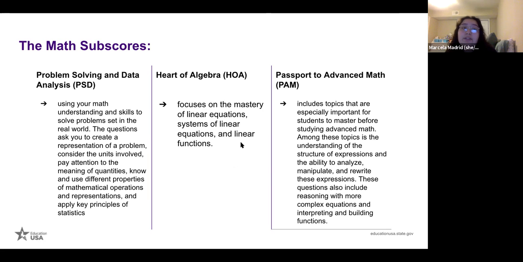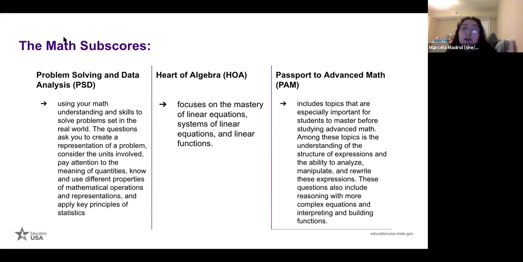This is when you're using your math understanding and skills to solve problems set in the real world, meaning word problems. The questions ask you to create a representation of a problem, consider the units involved, pay attention to the meaning of quantities, know and use different properties of mathematical operations and representations, and apply key principles of statistics. So this includes word problems and looking at graphs and data and making sure you can understand those.